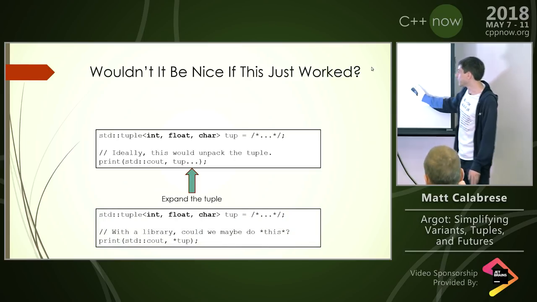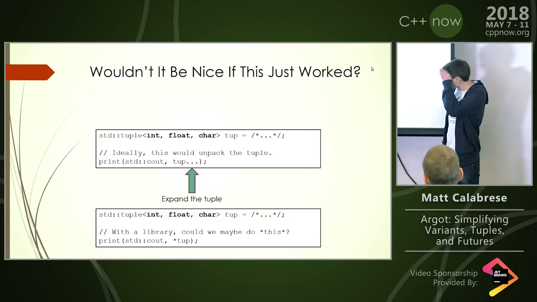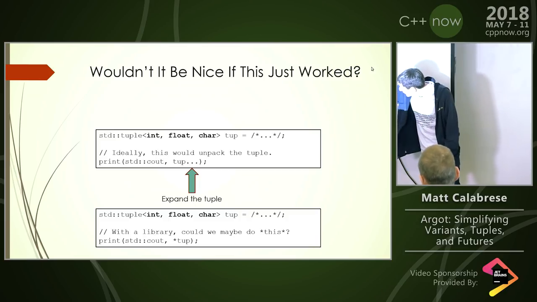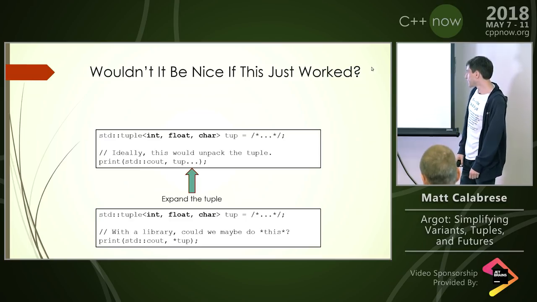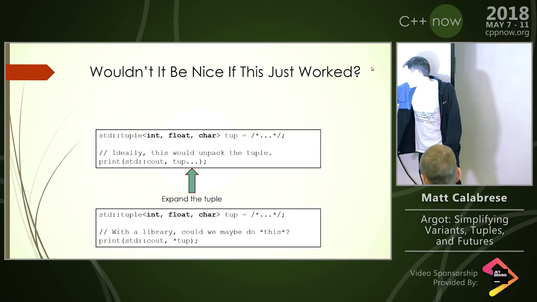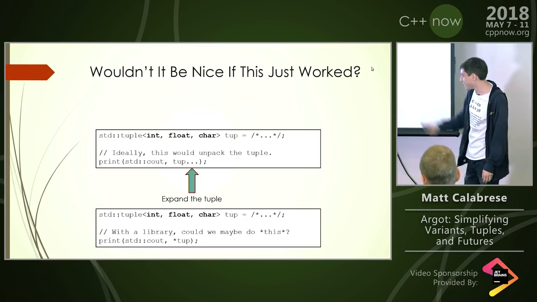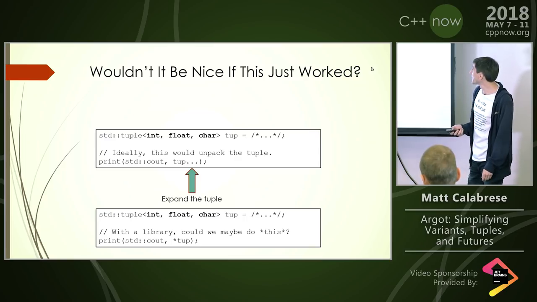Now, hypothetically, we know that C++ is kind of powerful. I wonder if there's some way that we can do something like this. We can't overload dot, dot, dot. We can't overload asterisk. Is there some way we can make that work? I don't know.